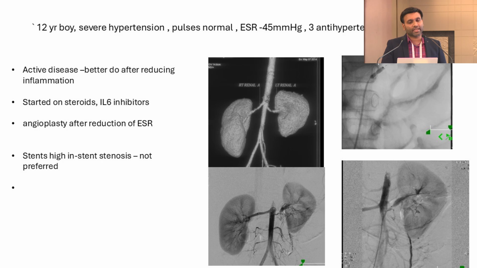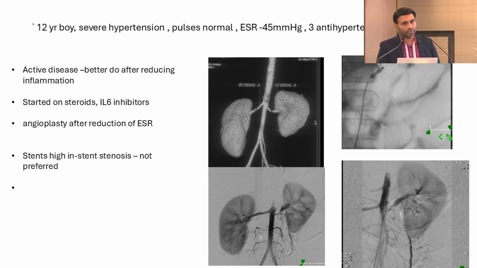But the problem is that it's an active disease because ESR is heavily elevated. In active disease, it's not a good idea to do revascularization because of the high risk of complications like dissection, rupture, etc. So usually we try to reduce the activity of the disease. Start steroids or steroid-sparing drugs or interleukin-6 inhibitors like tocilizumab. You control the activity and do angioplasty later.